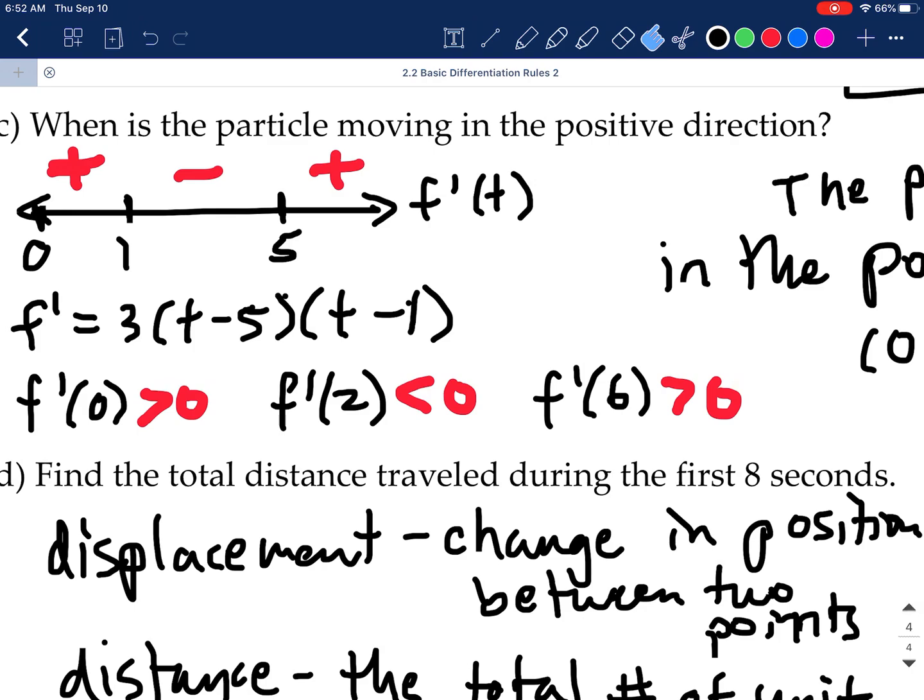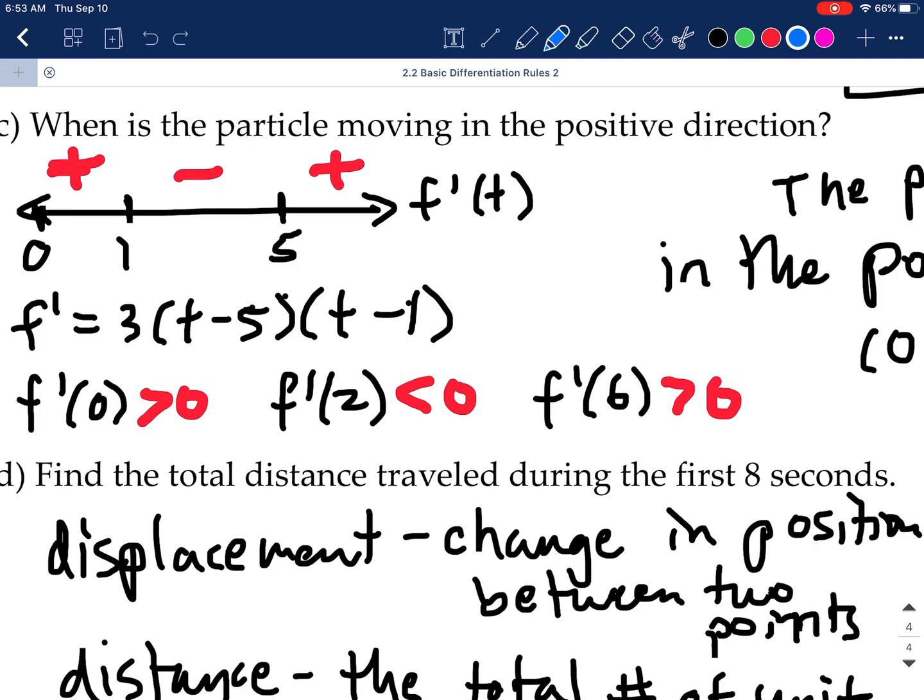to the left from 1 to 5, and then to the right again after 5, which means that the minus portion here, if we just look at the displacement, is going to subtract from the actual location. So for distance, it always has to be positive. So we need to make this distance traveled from 1 to 5 into a positive quantity.